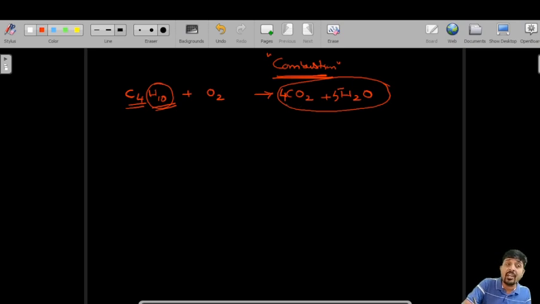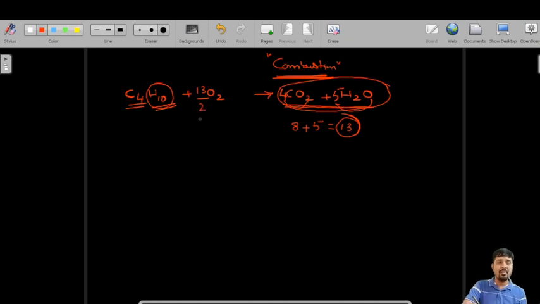Now count the number of oxygens on the product. So how many oxygens are here? 4 2s are 8 plus 5 1s are 5, which is equal to 13. So we have to write 13 by 2 here. But you know 13 by 2 is not a natural number, right? So that's why we are going to multiply the total equation by the denominator. Who is the denominator here?